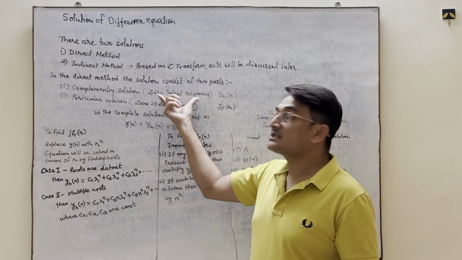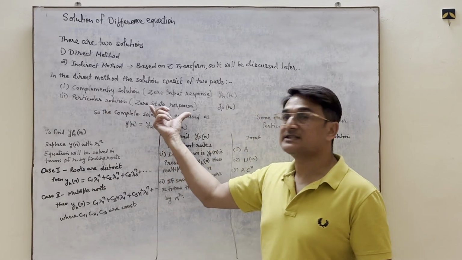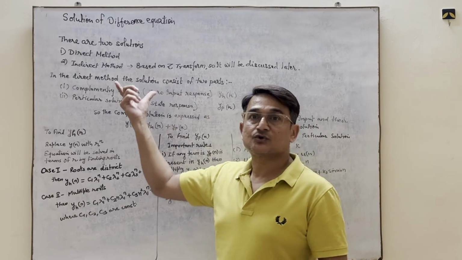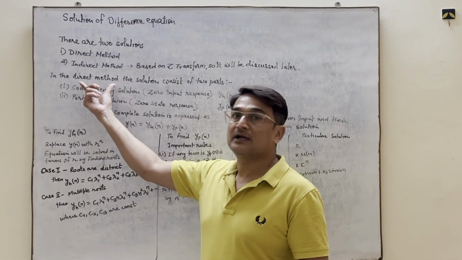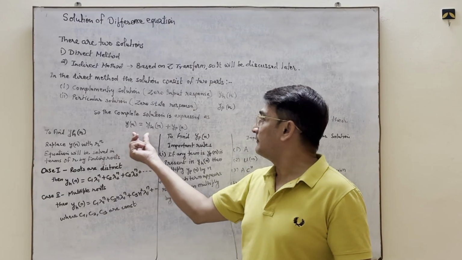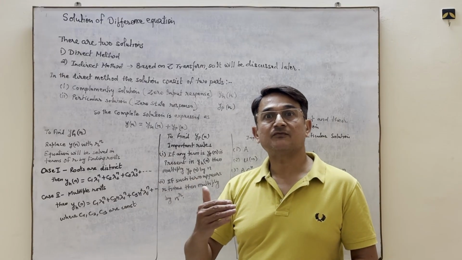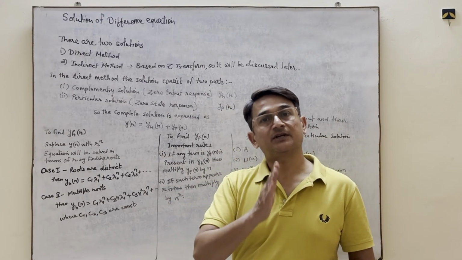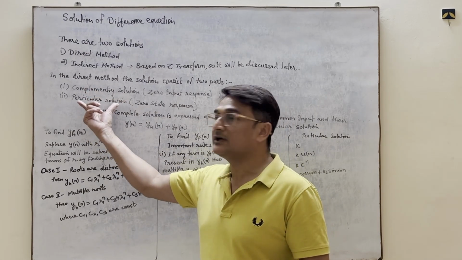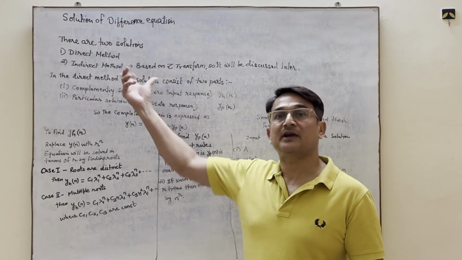Complementary solution, also known as zero input response, can be denoted by YHN, and particular solution, also known as zero state response, can be written as YPN. So when you solve the difference equation with the help of the direct method, the final complete solution can be expressed in the form of Yn equals YHN plus YPN. So we consider the difference equation first, and then we solve it in two parts. In the first part we calculate the complementary solution, and in the second part we calculate the particular solution, and then we add both parts. That will be your final solution of any difference equation.